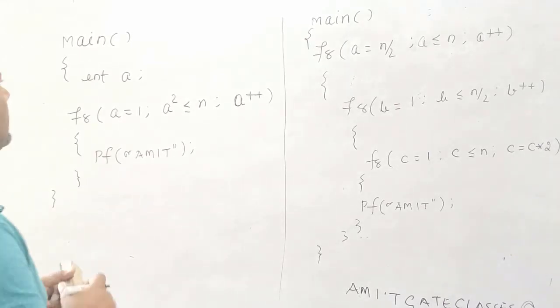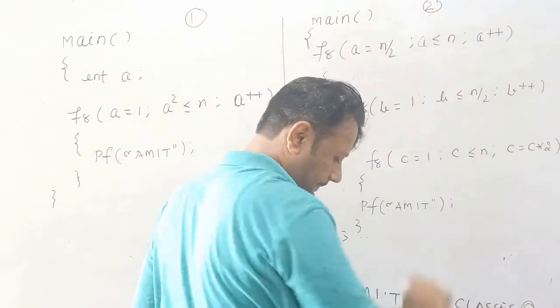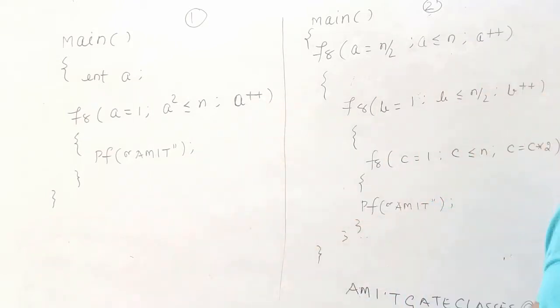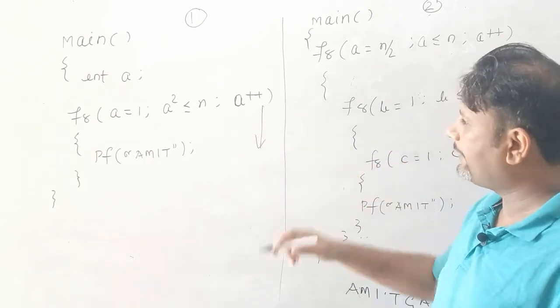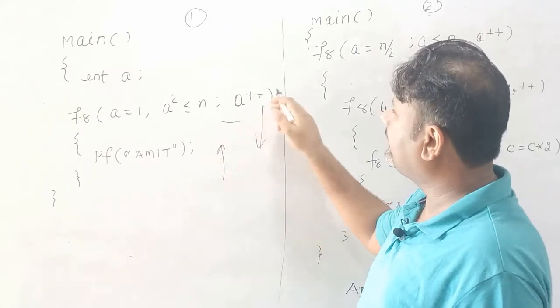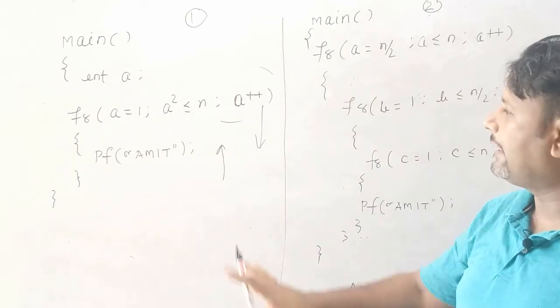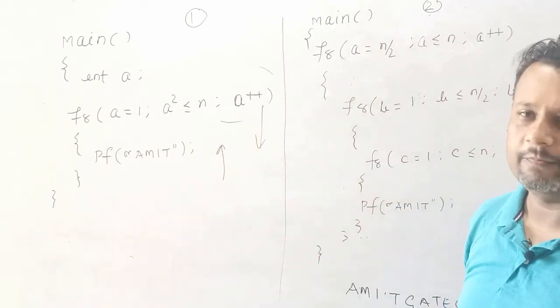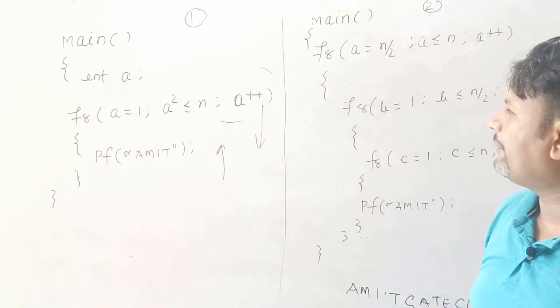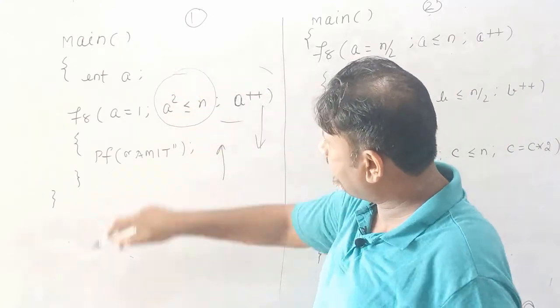Now see question number 1 and question number 2. First, try to calculate the complexity of the first problem. This is a simple for loop. One for loop is given. That means the complexity is going to depend on the given for loop. How many times this for loop is going to run, that is going to be the time complexity of this particular program.